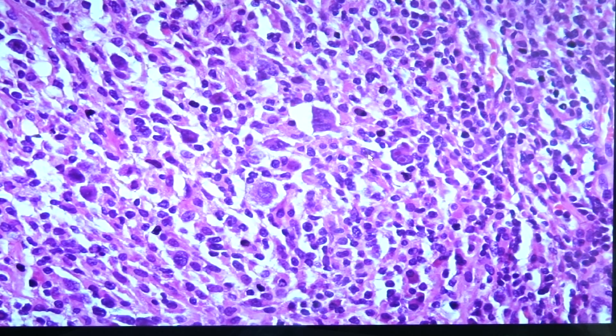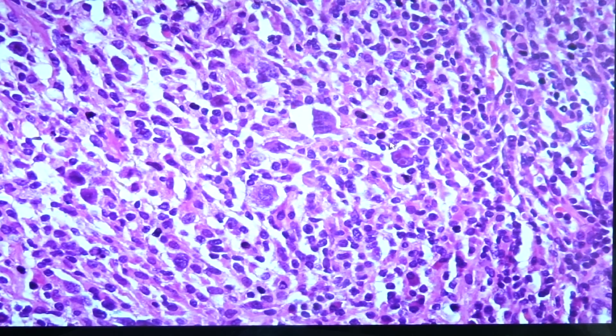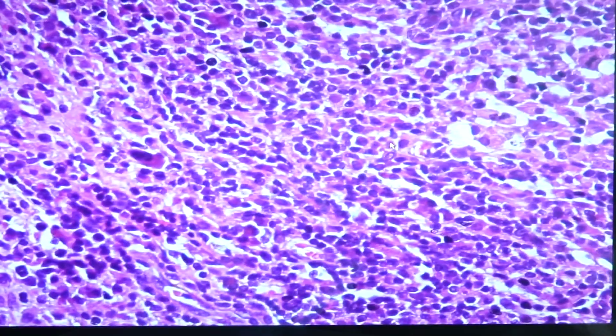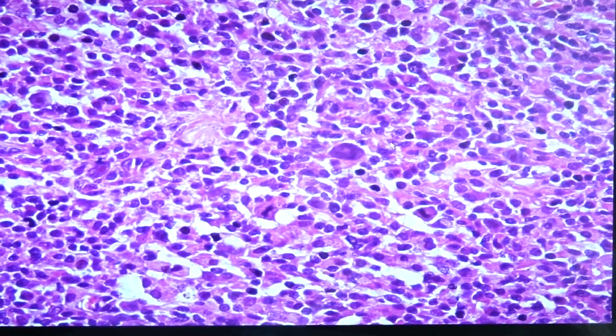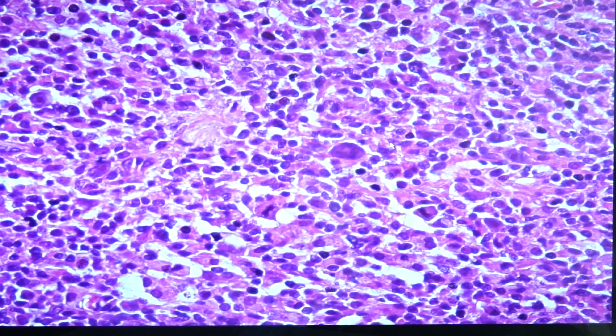Okay, so here you would see typical Reed-Sternberg cell, okay, with two nuclei, prominence of the nucleolus or nucleoli. Okay, so those are Reed-Sternberg cells. They are positive for CD15 and CD30 and PAX5. Okay, so CD15, CD30, PAX5, and they are negative for T cell and B cell markers.